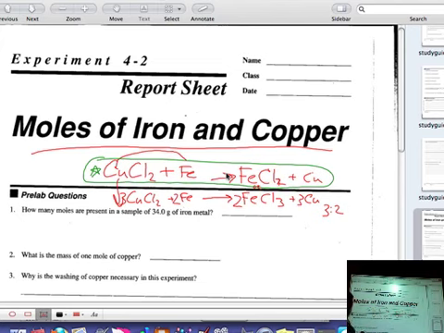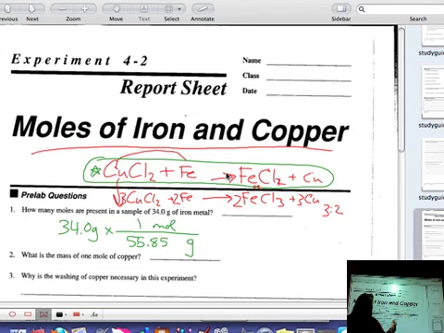How many moles are present in a sample of 34 grams of iron metal? Well, I have 34.0 grams of iron. I can multiply that by my lovely mole ratio, which says that I have 55.85 grams in 1 mole. And I believe it gives me an answer of 0.609 moles. I agree with that because I have 34 grams and 1 mole weighs about 55, so I agree with having about 2/3. Mass of 1 mole of copper, look on your periodic table.